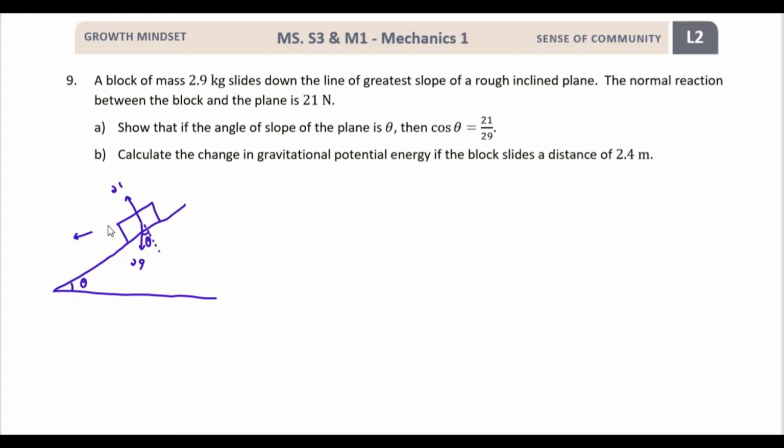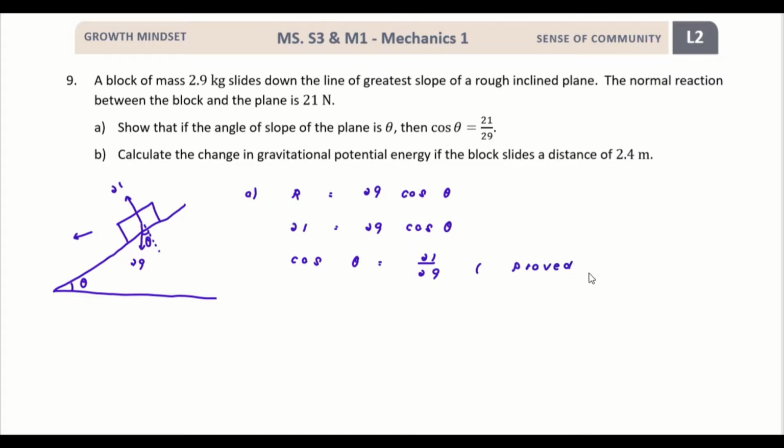Since we know that this block is going to slide down, the component that's perpendicular to the surface should be in equilibrium. In other words, the normal reaction is equal to the resolved component of the weight here, so 29 cos theta. The question already gives us that the normal reaction is 21, so 21 equals 29 cos theta, and that's how we get part 1: cos theta is equal to 21 over 29. As simple as that.